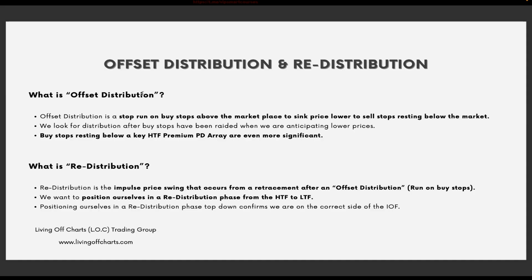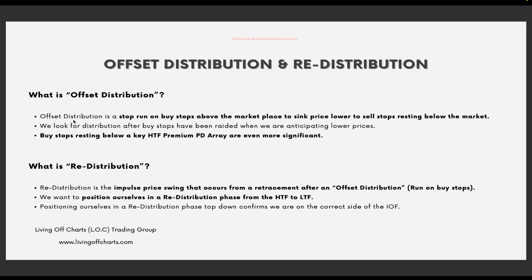Bearish scenario, offset distribution and redistribution. What is offset distribution? Offset distribution is a stop run on buy stops above the marketplace to sink price lower to sell stops resting below the marketplace. We look for distribution after buy stops have been raided when we are anticipating lower prices. Buy stops resting below a key higher time frame PDRA are even more significant.